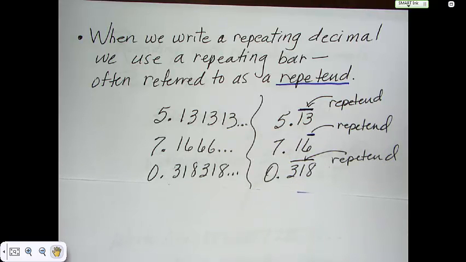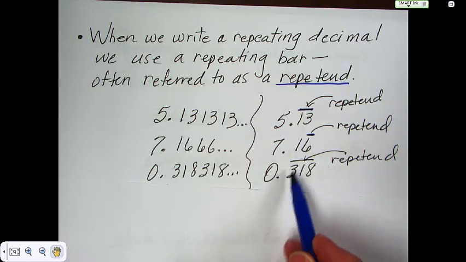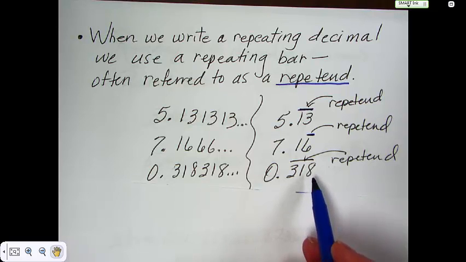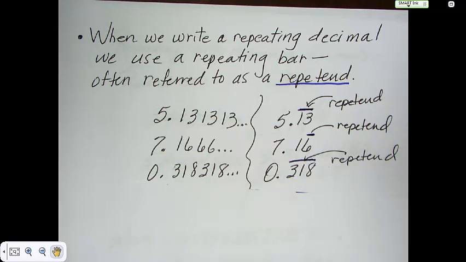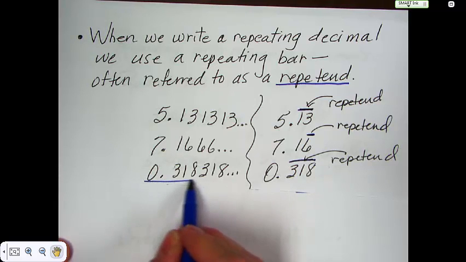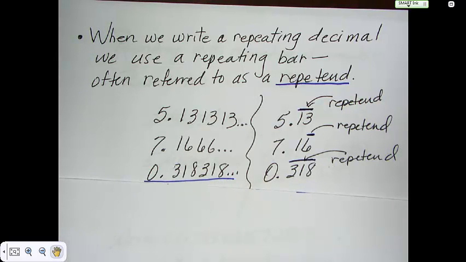And here's one more example. Here's a repeating block of 318. Again, you have to have it over all 3 of those numbers for it to represent this block of numbers. That's not too tough, is it?